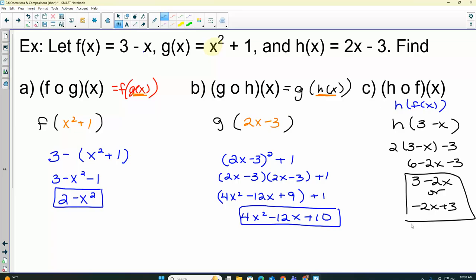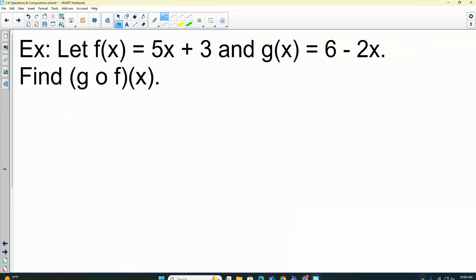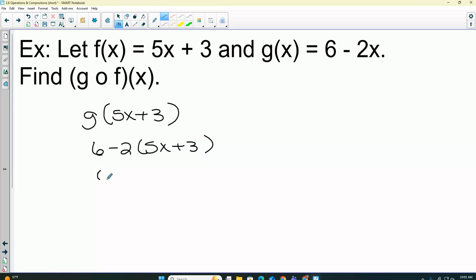Perfect. All right, are we okay with those? Why don't you guys try one more? If everybody gets it, then we'll move on. So this was g of f, which was 5x plus 3. So in g, you replace your x with 5x plus 3. You get 6, distribute the negative 2. 6 is canceled, so just negative 10x.